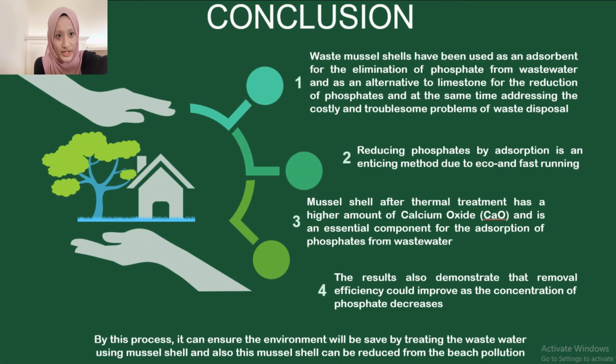For the conclusion, in this work, mussel shells have been used as adsorbent for eliminating phosphate. The study has shown that mussel shells are an alternative for reduction of phosphate, addressing the costly and troublesome water disposal. Reduction of phosphate by adsorption is an existing method due to being eco-friendly and fast. Moreover, mussel shell after thermal treatment has higher calcium oxide, which can absorb the phosphate from wastewater.